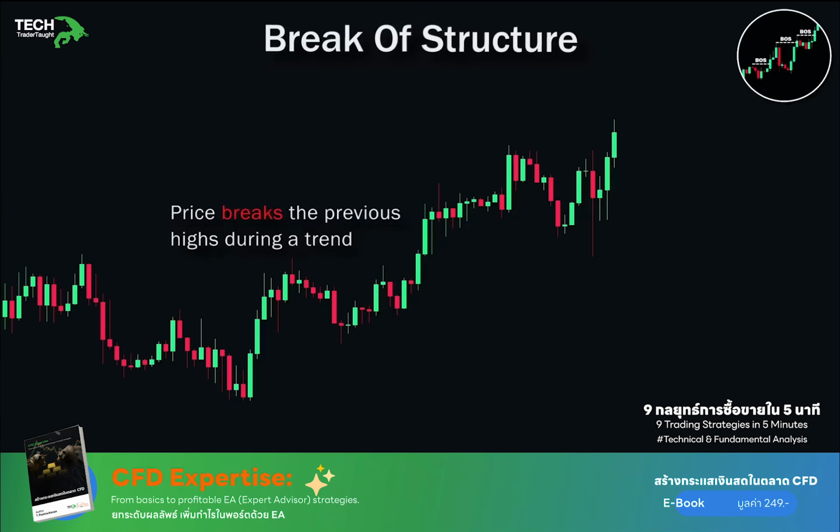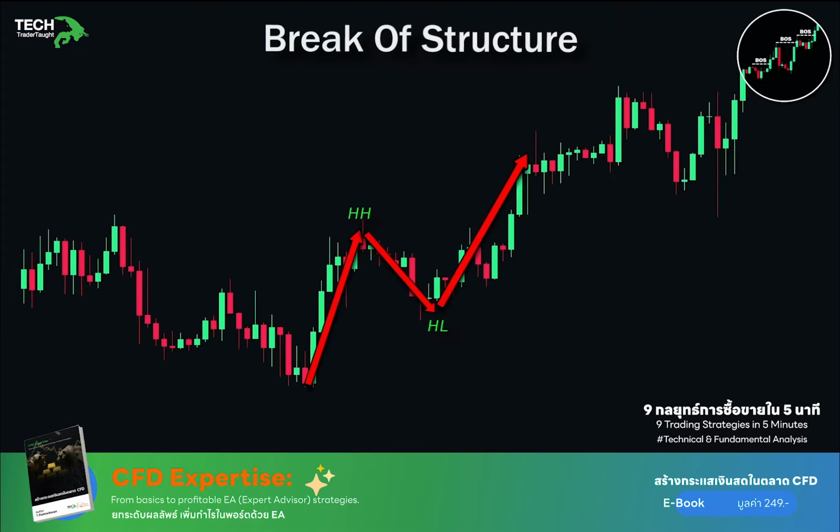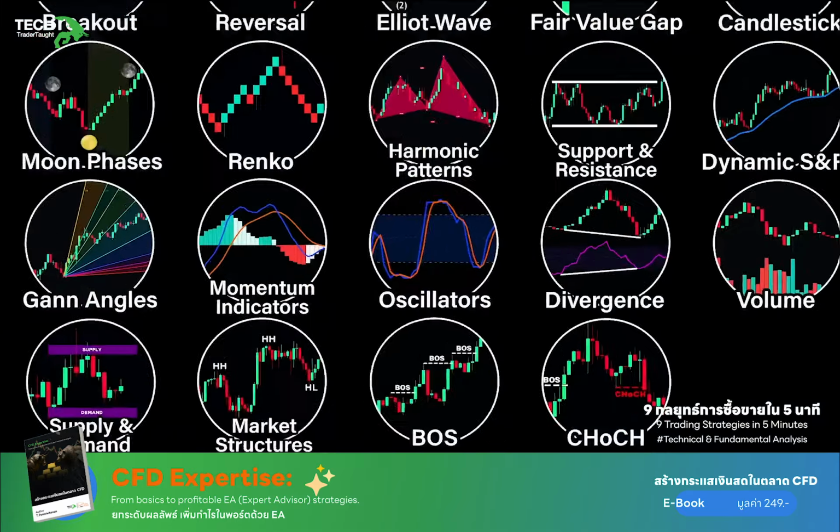Breakout structure. It is when price breaks the previous price peak during a trend. For example, if the price forms higher highs and higher lows, this break of the previous highs is called break of structure.